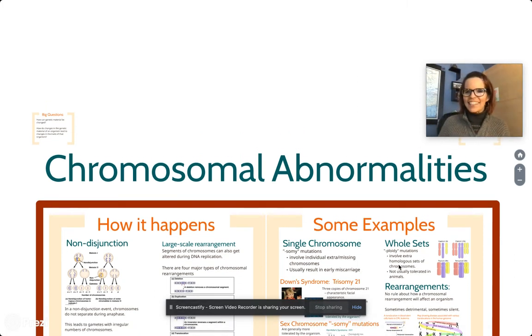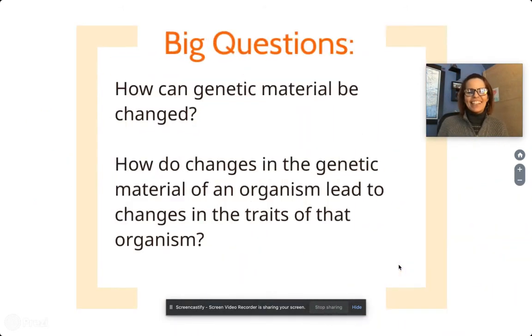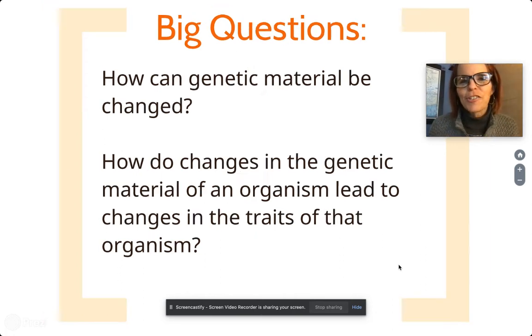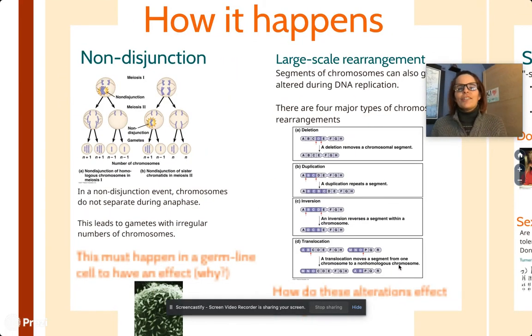We are going to talk about chromosomal abnormalities today. I'm hoping this one won't take as long as the last couple presentations did. So how can genetic material be changed, and how do changes in genetic material of an organism lead to changes in the traits of that organism? Here are some things that can happen.